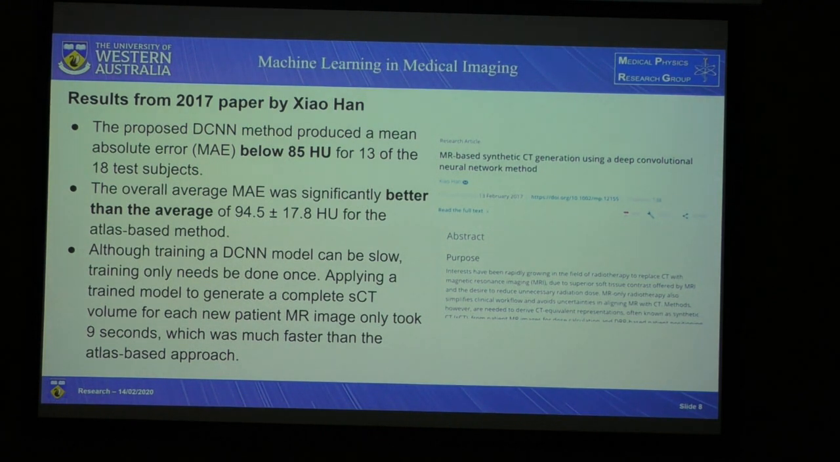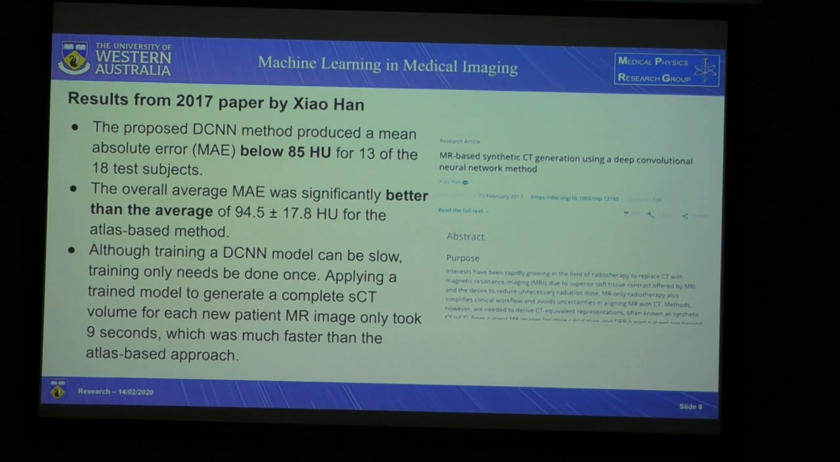This has been shown to be used with some success, as shown here in a 2017 paper by Zhao Han. The proposed deep convolutional neural network method produced a mean absolute error below 85 Hounsfield units for 13 of the 18 test subjects. Basically, this just means when they compared the synthetic CT, which was generated from the MRI image, to the true ground truth CT, the difference in the pixel values was below 85 Hounsfield units. This was significantly better than the average of 95 Hounsfield units, which was achieved with the Atlas-based method.